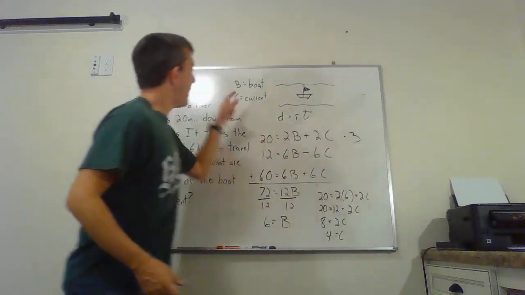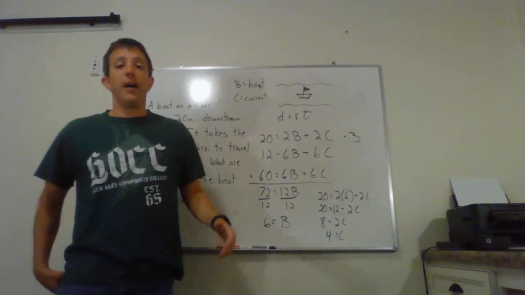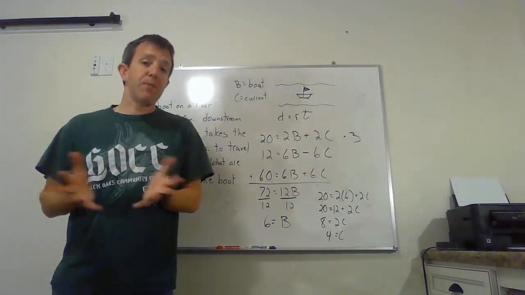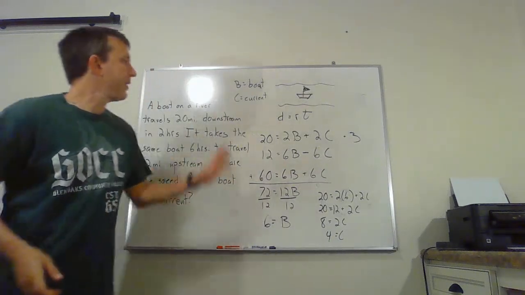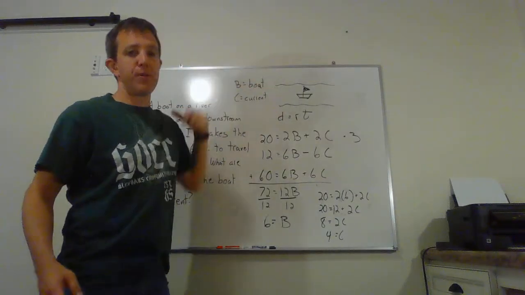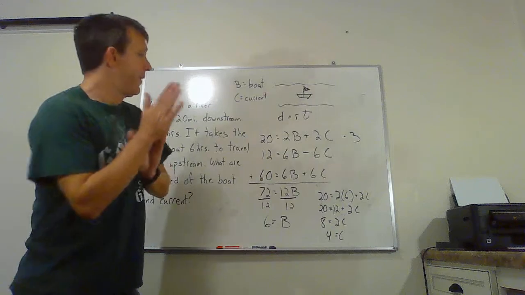So I called B the speed of the boat and C the speed of the current. I like to pick letters that are not just X and Y. I know I used X and Y in the last one, but we just had percentage solutions. So anyway, B for the boat, C for the current. And you can see I drew a nice little picture of a boat here. Congratulations, you don't get a whole lot of artwork out of me.